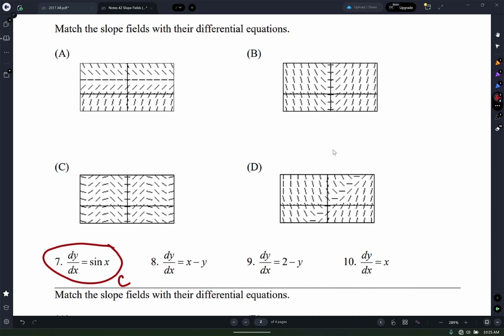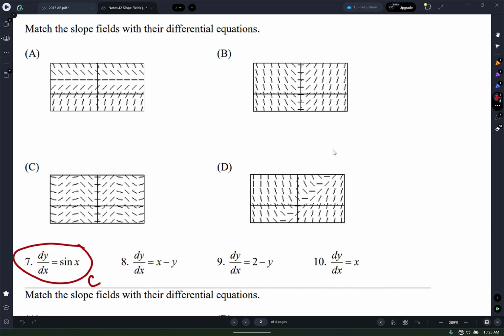7 is C. Yeah, perfect. Number 8. Oh, child, I don't know if I can tell that one. Here's how you can tell number 8.